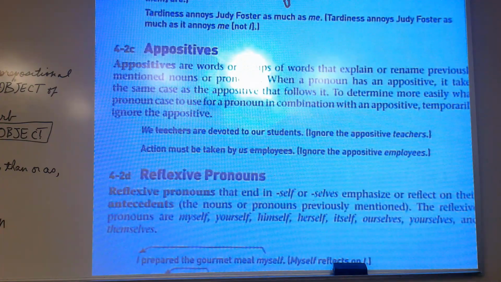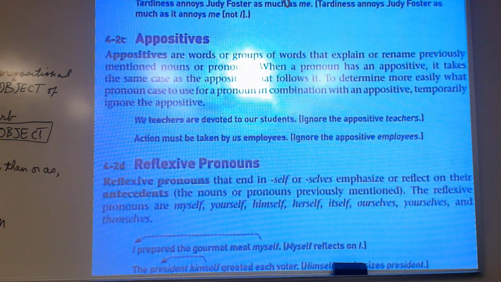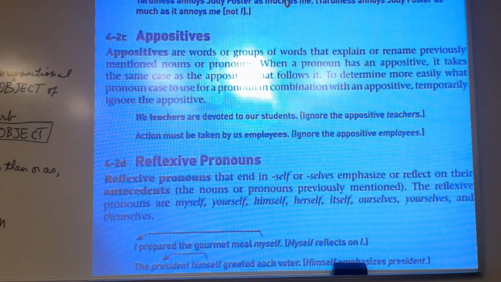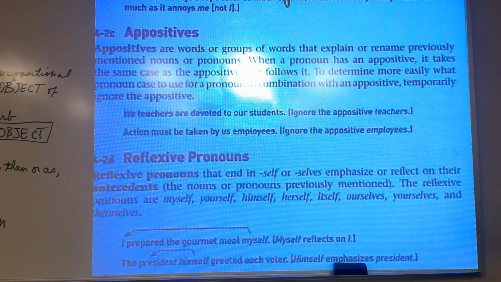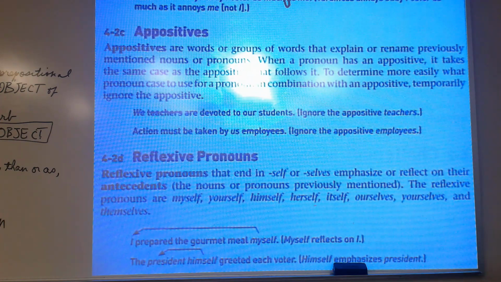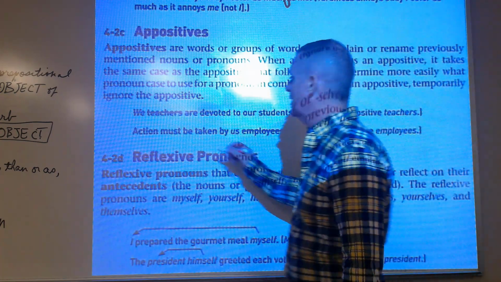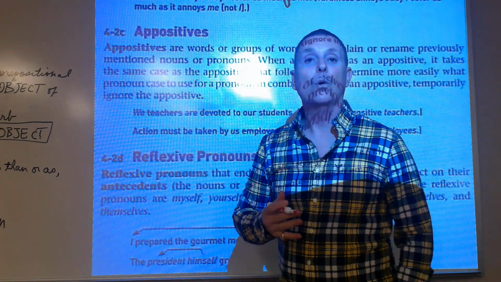Appositives are words or groups of words that explain or rename previously mentioned nouns or pronouns. When a pronoun has an appositive, a word that it refers to, it takes the same case as the appositive that follows it. To determine more easily what pronoun case to use for a pronoun in combination with an appositive, temporarily ignore the appositive. Or don't ignore it.